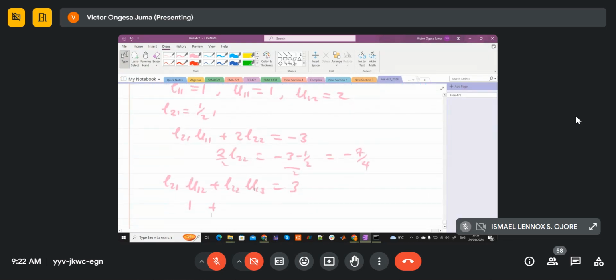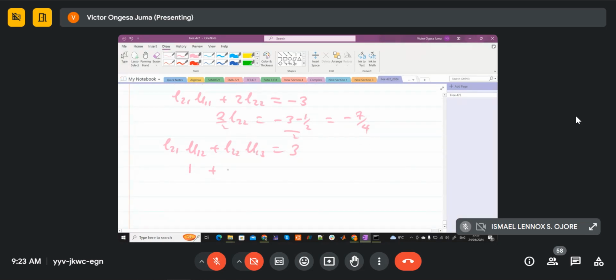U13. Oh, unless we made a mistake somewhere. L22 is supposed to be somewhere. Okay, yeah. L22 is minus 7 over 4 multiplied by U13, which is the same as 3. And so if that one goes there, minus, it is 2. So U13 is the same as minus 8 over 7. Can you confirm if that's okay?